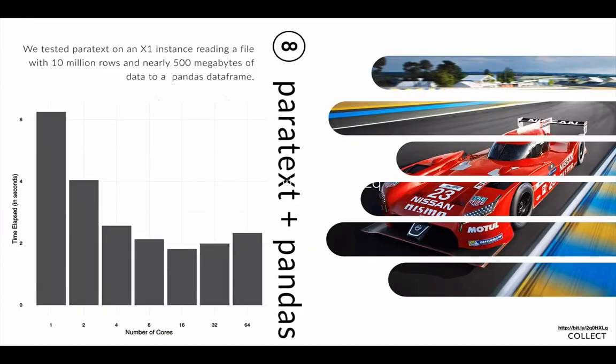Paratext and Pandas achieved a significant improvement in performance leveraging multiple cores. We were able to get a pretty significant speedup right around 16 cores, and then after that performance began to degrade. This might have to do with the size of our CSV or the number of columns. In your scenario, go ahead and test and profile yourself, but Paratext does provide significant multi-core performance improvement.